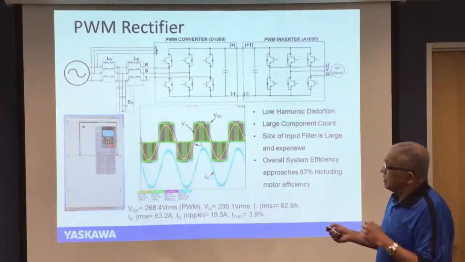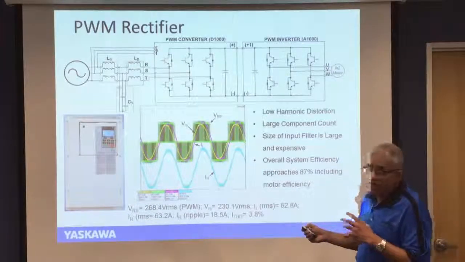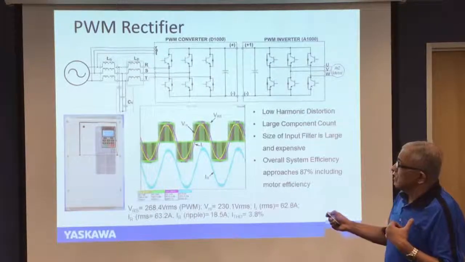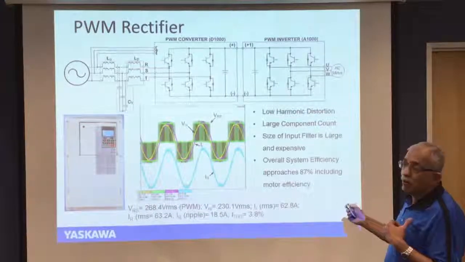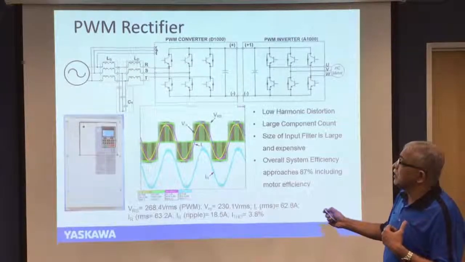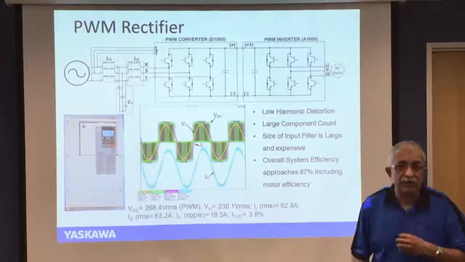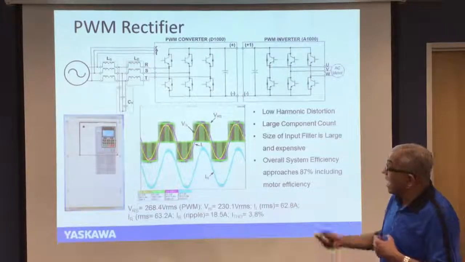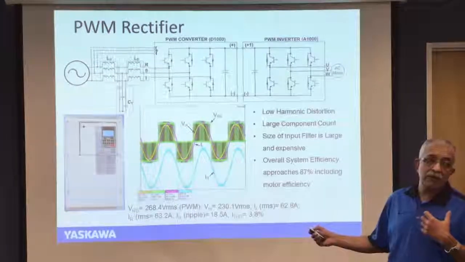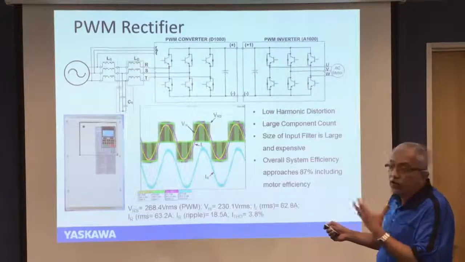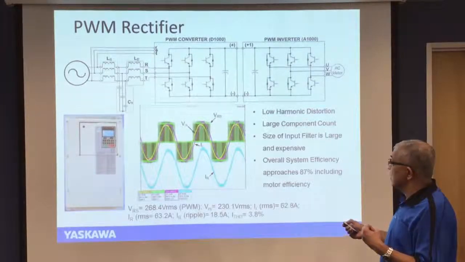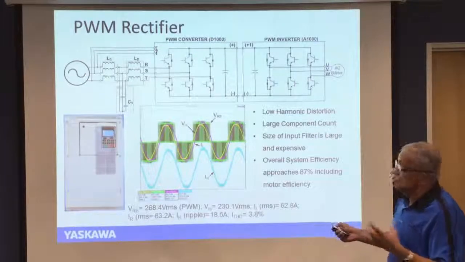However, there are some important drawbacks that we have to understand with this kind of system. The first drawback is that the PWM converter has to be rated to handle the full power of the system. So if it is a 500 horsepower or 1000 horsepower system, the PWM rectifier has to be rated for 500 or 1000 horsepower. And the input filter also has to be rated to handle that amount of energy. So basically the system cost is very high, and the size of the input filter is also very large.